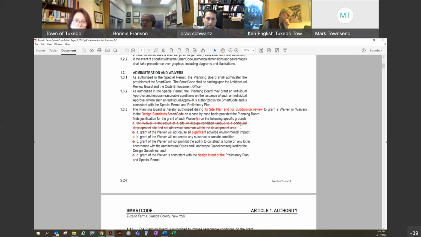And the whole idea of granting the waivers was that it wasn't something just to be done, but it was to be an outcome of a difficulty that was encountered, whether it was rock outcrop, or really, I think, the environment and the terrain of Tuxedo Farms, because it's not an easy site depending on where you are. So those were sort of the specific conditions, from my perspective. Larry, I don't know if you're on, if you want to kind of weigh in on this.